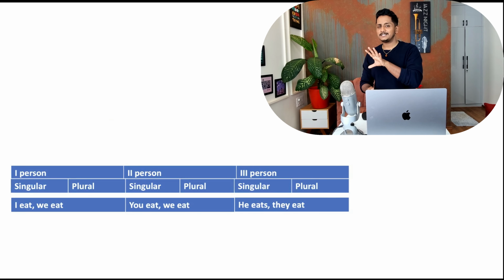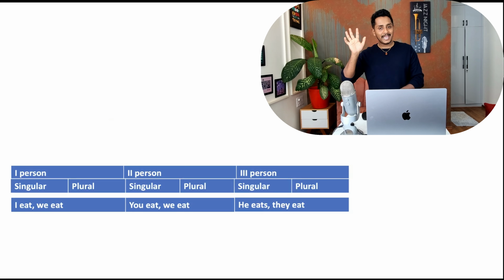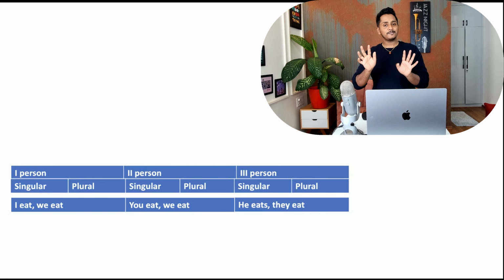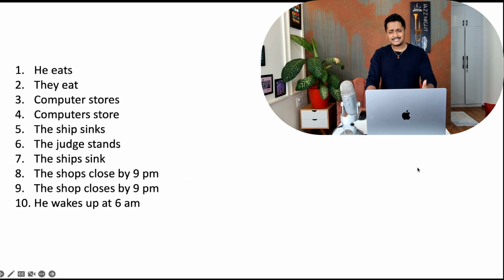If that person is singular, then the verb comes in the present tense, not the past tense. He eats, not he ate. This rule is applicable only in the present tense for third person singular. He eats, they eat. Hope it is clear. I've got more for you to understand more about it. Let's see these 10 examples.